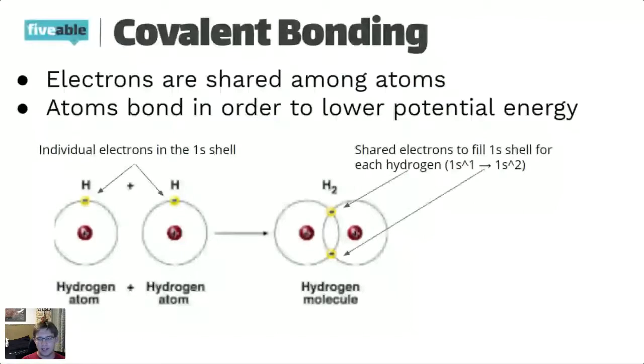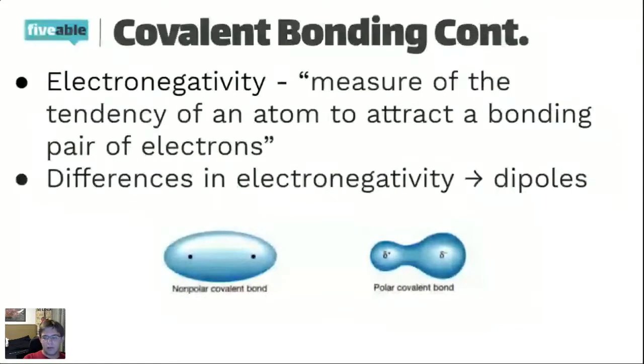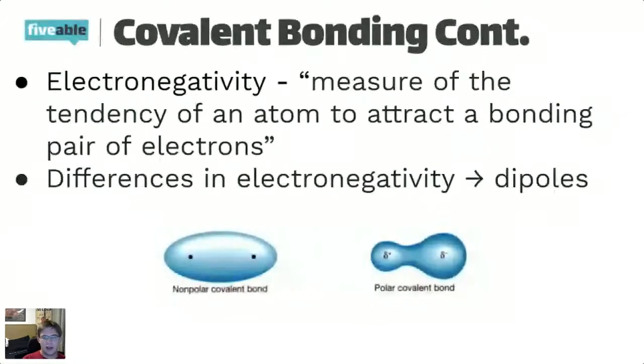All right, so another really important part of covalent bonds is that they're not usually perfectly shared, right? The electrons are not perfectly shared among the atoms, and this is due to a property known as electronegativity. So electronegativity formally is defined as the measure of the tendency of an atom to attract a bonding pair of electrons.